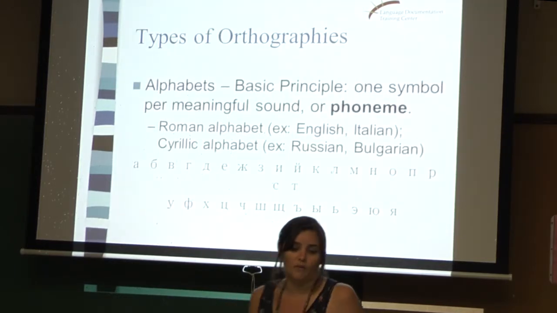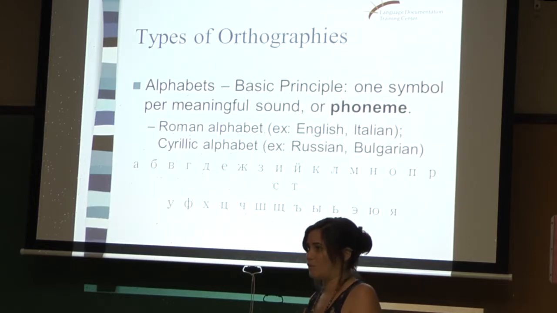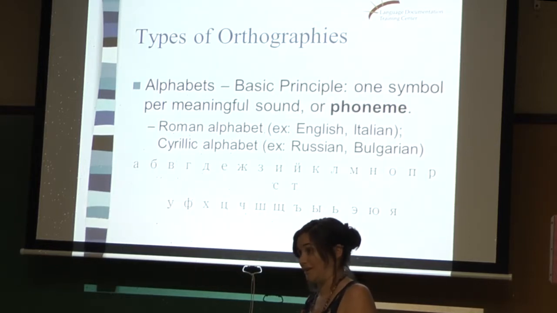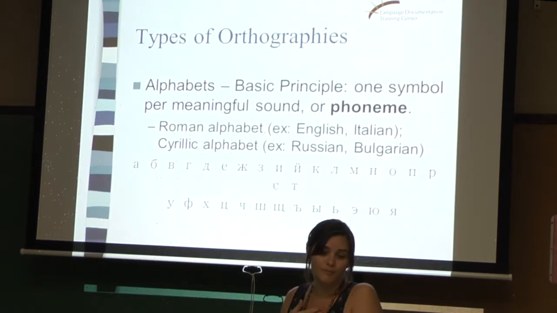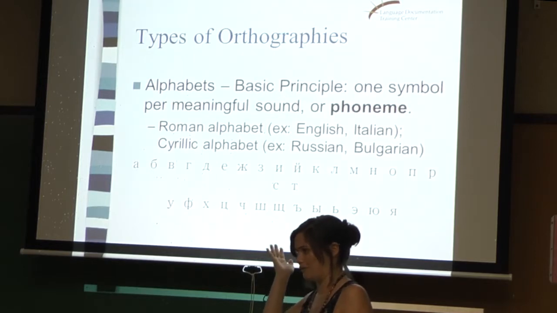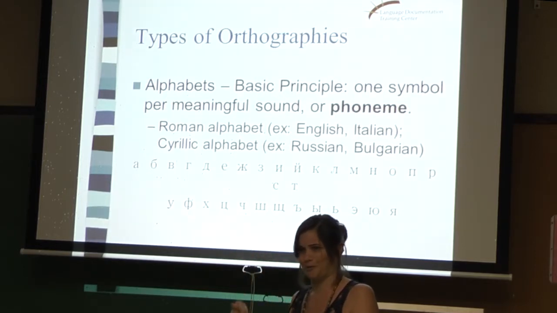Alright, and then the one everyone knows about, alphabets, where the basic principle, supposedly, is one symbol per sound. So we were doing one symbol per morpheme, then we did one symbol per syllable, now we're at one symbol per sound. English is notoriously bad about this. We don't always match up just right. The IPA, however, is a good example of an alphabet that conforms to this principle.